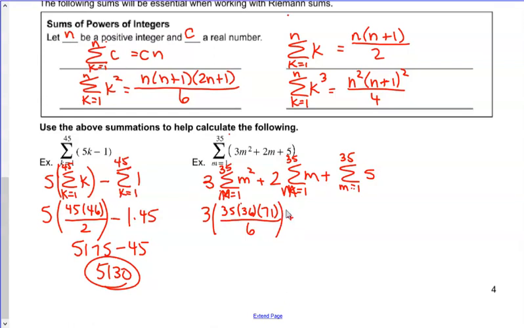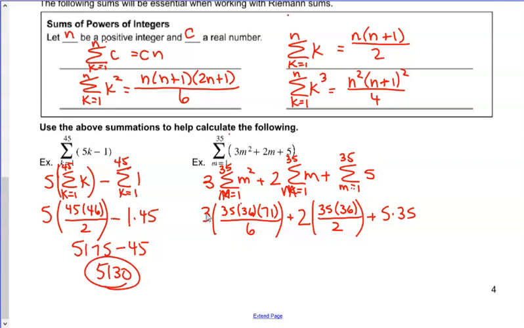Then I'm going to add on to that 2. I'm going to go to my linear one of just an m, or in this case a k. Here is the summation of that. It's going to be my n, which is 35, times n plus 1, which is 36, all over 2. And of my constant, I'm going to use this property right here and take that constant times the n, which is 5 times 35. And when I figure all that out with my numbers, that will be the sum.